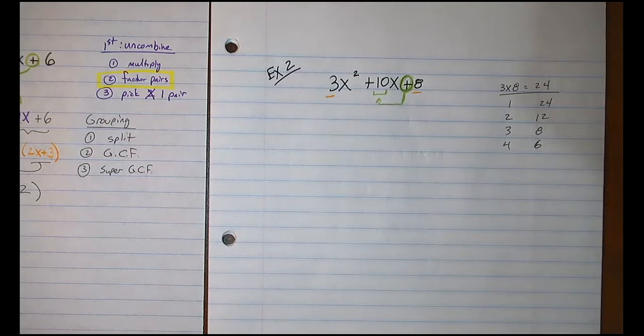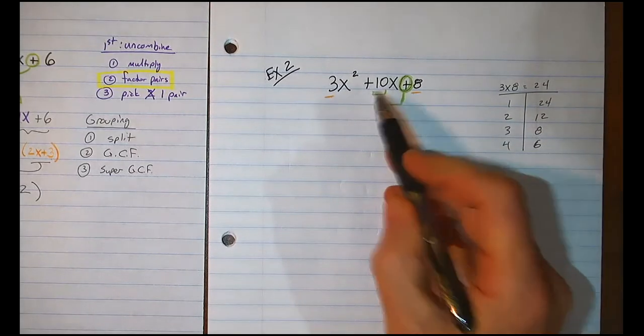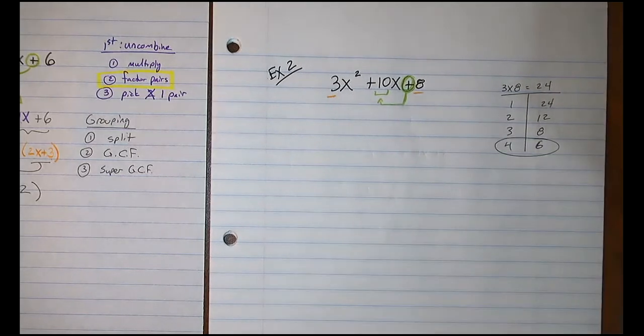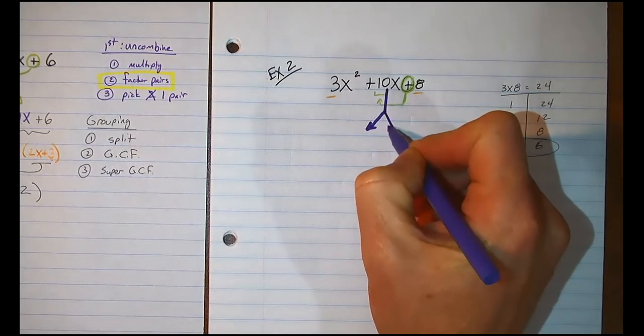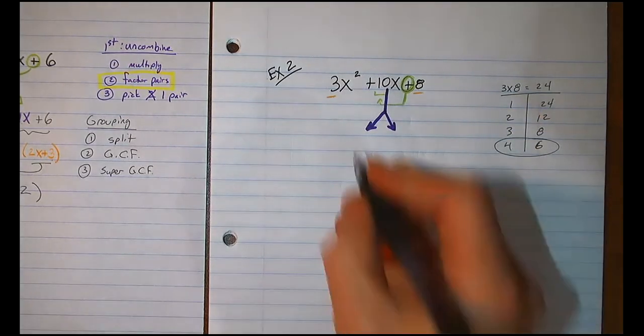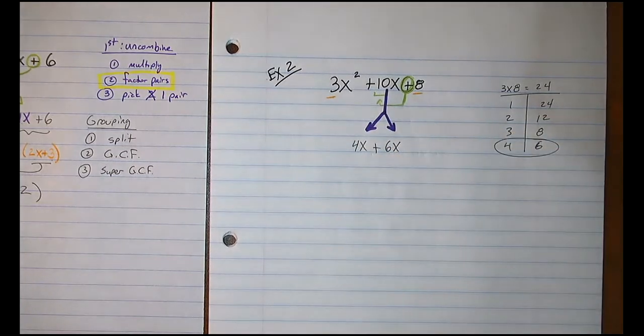Okay, so which pair from this list will add to equal 10? Well, I think that's 6 plus 4, right? 4 plus 6, that equals 10. So now that I've picked my pair, I'm going to take this 10x and I'm going to uncombine it by breaking it back up into a 4x plus a 6x. And like I mentioned in the last video, it doesn't matter what order you write those in, 4x, 6x, or 6x, 4x.